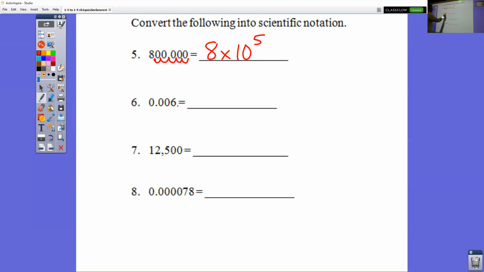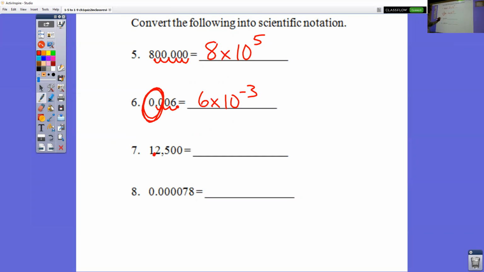In question number 6, you're going to put a decimal point after the 6, write that number down in front of the times 10, and then you're going to count 1, 2, 3 places back, but it's not going to be a 3 as our exponent. It's going to be a negative 3, because remember, anytime it starts with 0 point, it's going to be a negative exponent.